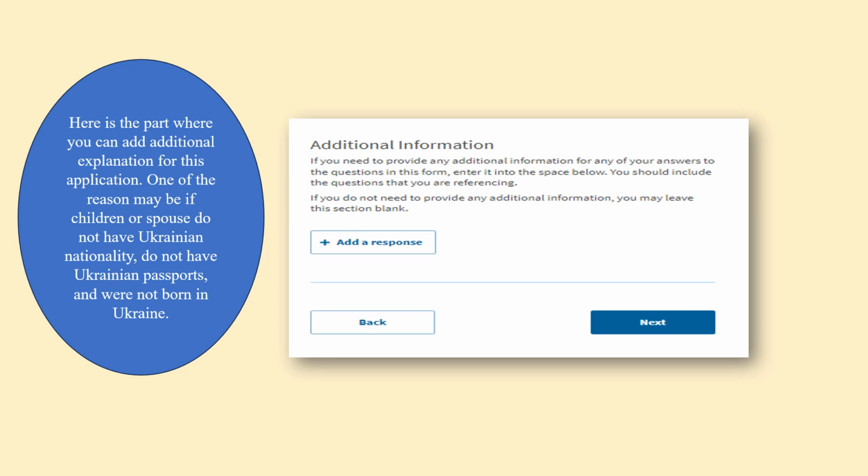Okay, next, additional information. That's what I mentioned to you before. In case the family members don't have Ukrainian citizenship, weren't born in Ukraine, don't have a Ukrainian passport, over here you can explain that the main, let's say, mother or father is Ukrainian, and based on this program, this Ukrainian family member can bring their family members to the United States under the United for Ukraine program. So they are eligible to come here. Next.